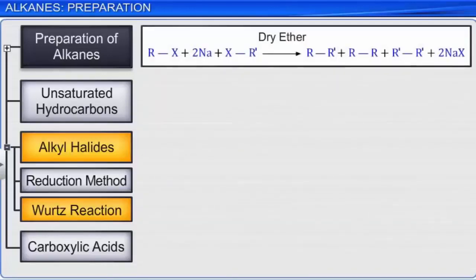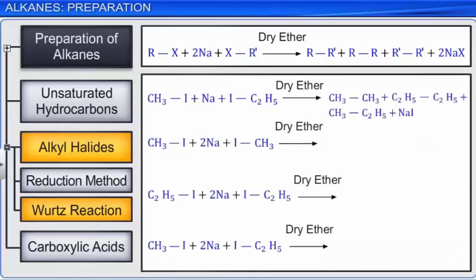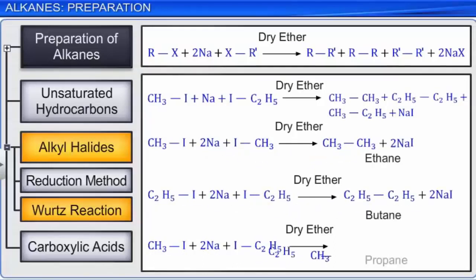It is important to note that when two different alkyl halides are taken, then a mixture of alkanes is produced. For example, the Wurtz reaction of a mixture of methyl iodide and ethyl iodide forms ethane, butane, and propane respectively. As alkanes have close boiling points, it becomes very difficult to separate them from the mixture. Hence, this method is not suitable to prepare alkanes with odd number of carbon atoms.